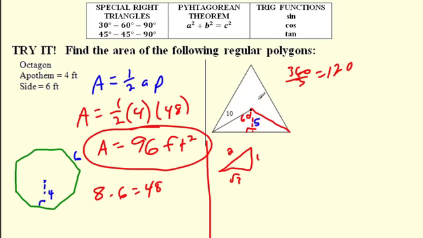If you don't like that, trig it up. What is the trig of this? This missing side would have been cosine. The adjacent, cosine of 60 would be your adjacent, your apothem, over 10. It gives you the same answer.